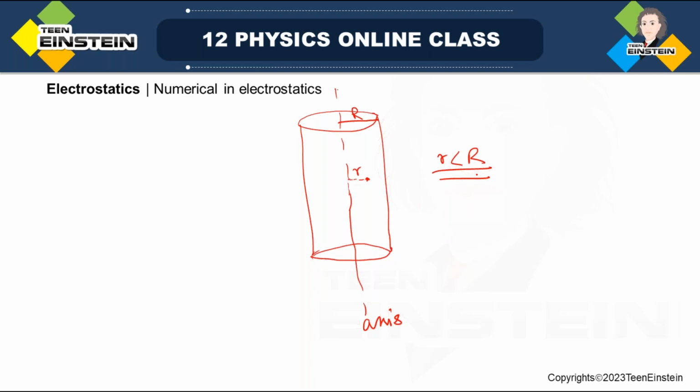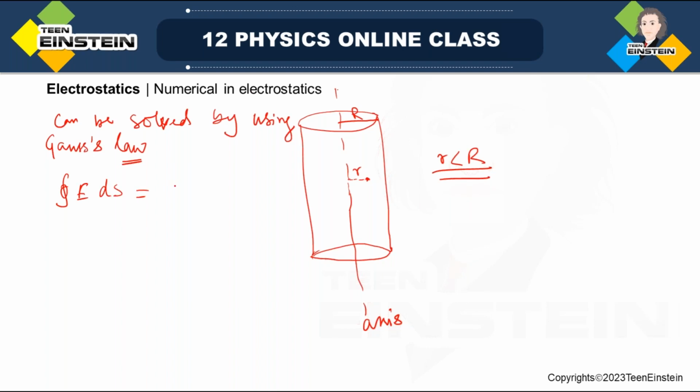Actually, we can use Gauss's law, because for cylindrical charge distribution we will be using it. So this can be solved by using Gauss's law. So what is Gauss's law? Gauss's law, we know, will be the integral of E dot dS equals Q by epsilon 0.